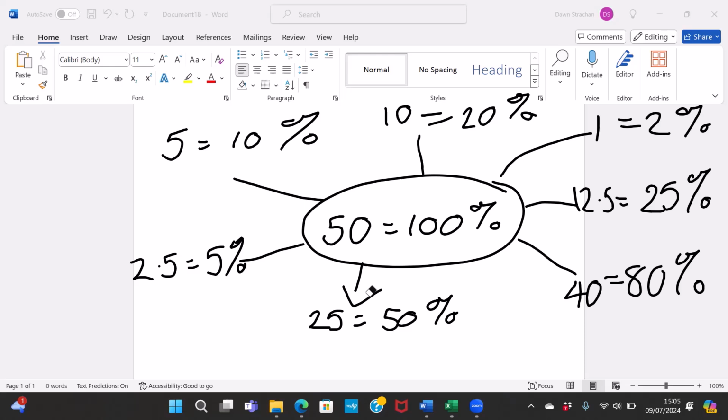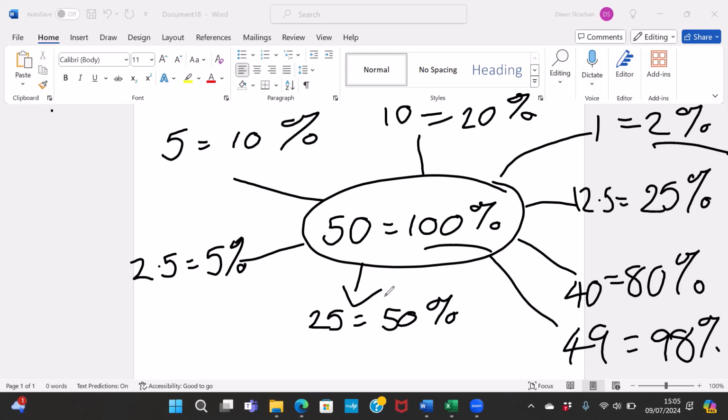Now I know what 2% is, I could be asked something like 98%. So what I could do is, because 98 is 100 take away 2%, I can do 50 take away 1, which means that 49 equals 98%. I hope that makes sense. Let's do another example just to be sure.